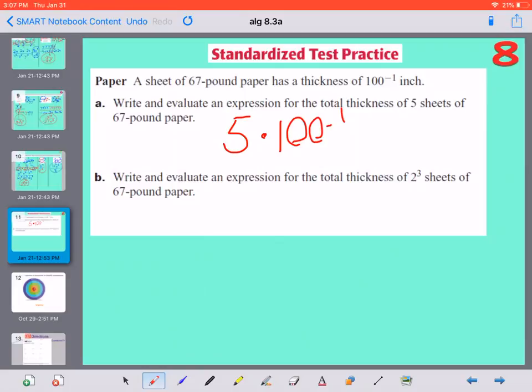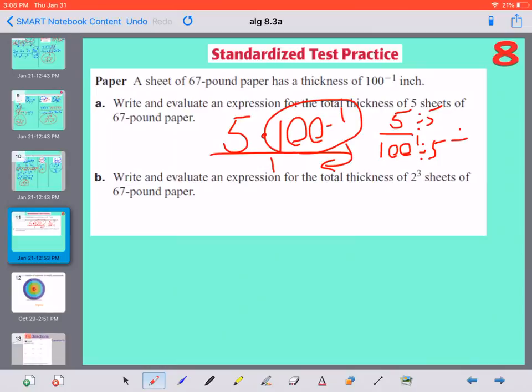So what I can do then is make this a fraction and move the 100 to the negative 1 down on the bottom. So actually we would have 5 over 100 to the 1, which is actually just 100. Now we can divide both of these by 5. And we would get 1 over 20.